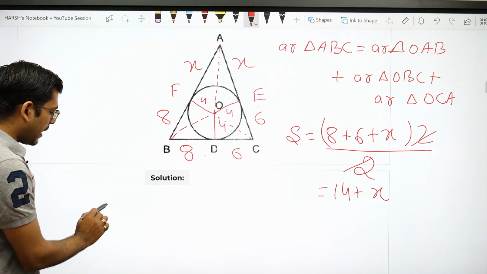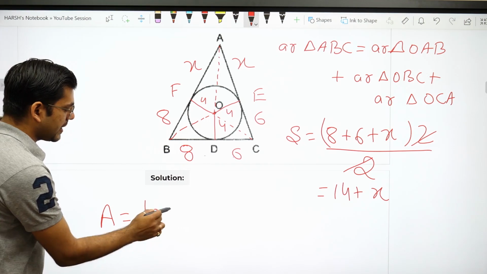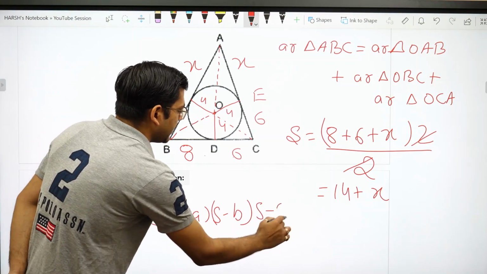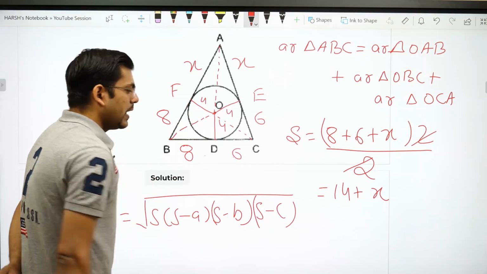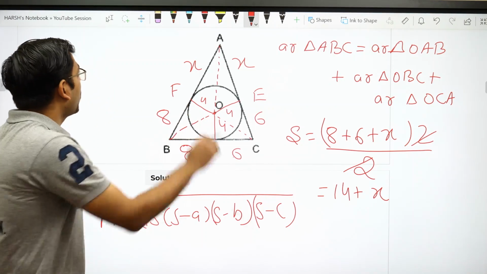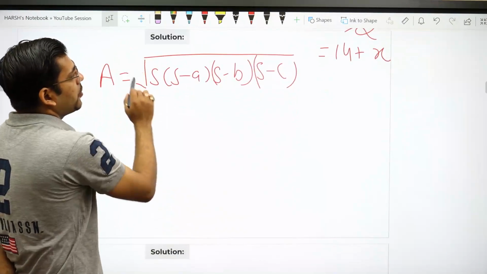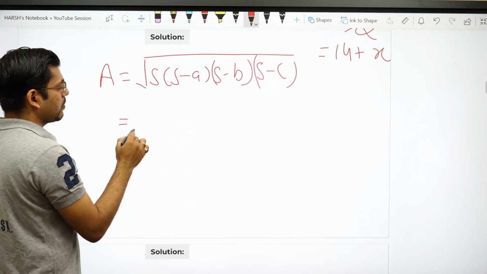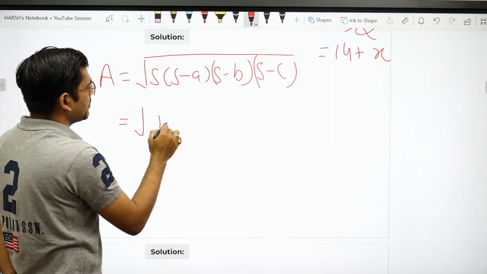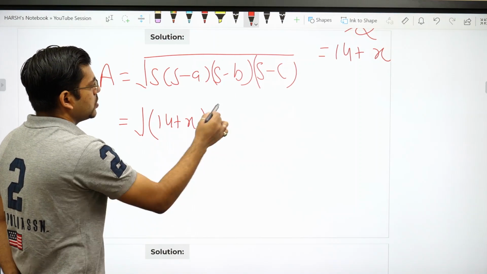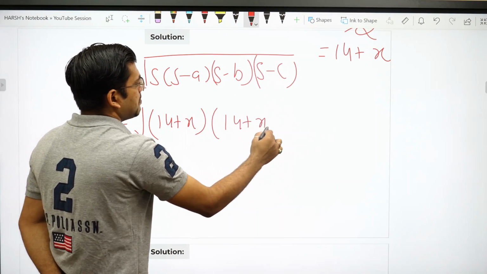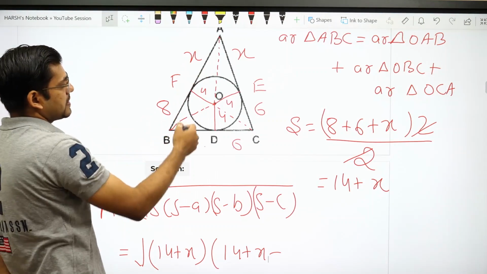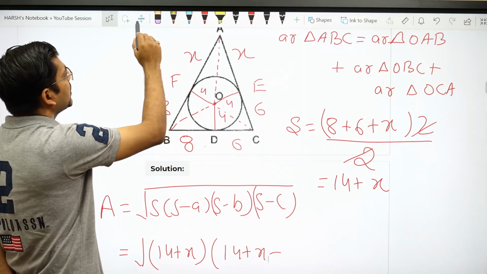Now the formula lies like this. Area is equal to root under S into S minus A into S minus B into S minus C. Now once we have this formula, what will we be doing? We will be simply putting the values. So let me put the value: area is equal to root under S, S is 14 plus x, into 14 plus x minus A. So what is A? If you take this side as A, 8 plus x would be the one side.